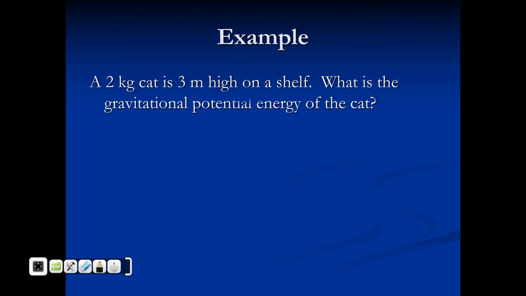So, quick example problem. A 2 kilogram object is 3 meters high on a shelf. What is the gravitational potential energy of the cat? Oh, 2 kilogram cat, I said object, sorry. All right. So you'll see that you're given the mass, 2 kilograms. You're given the height, 3 meters. G is equal to 10 meters per second squared.